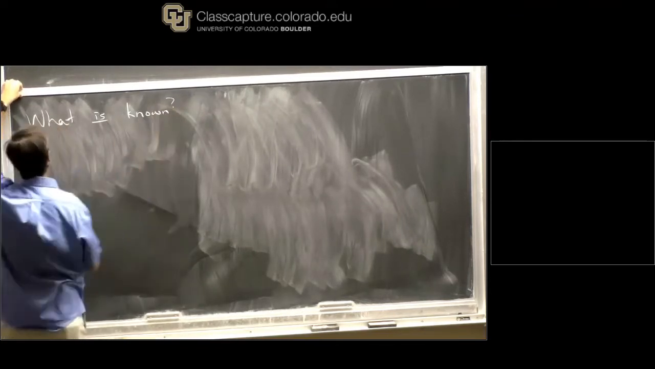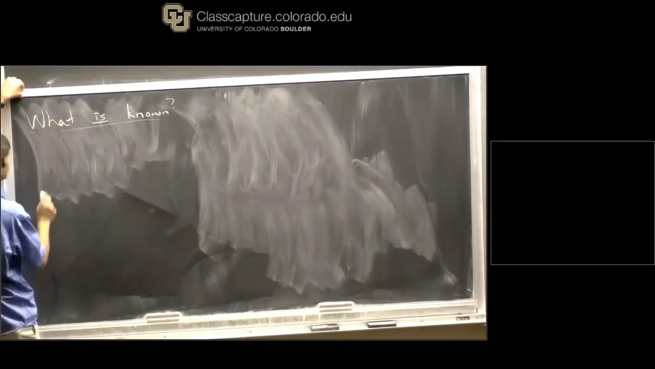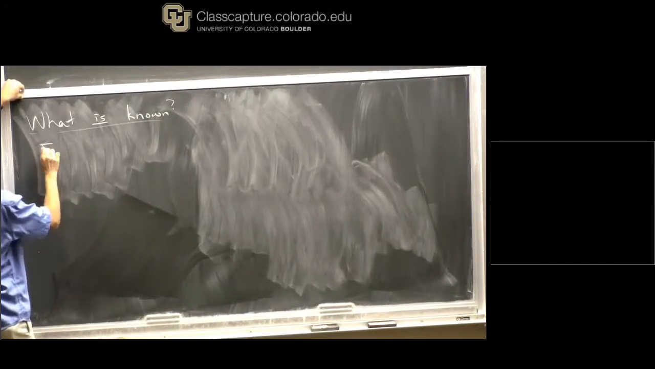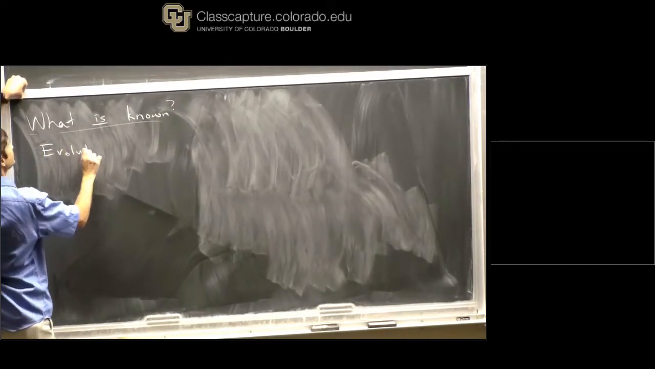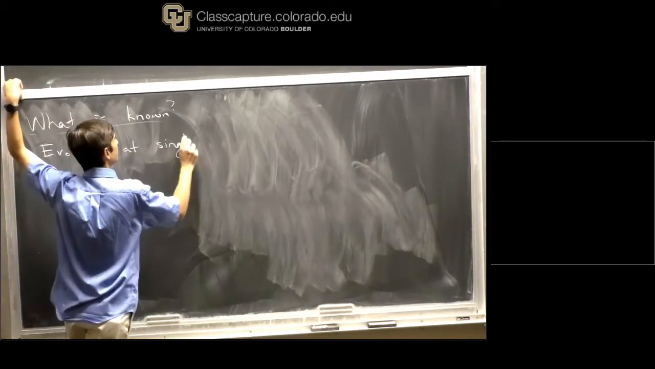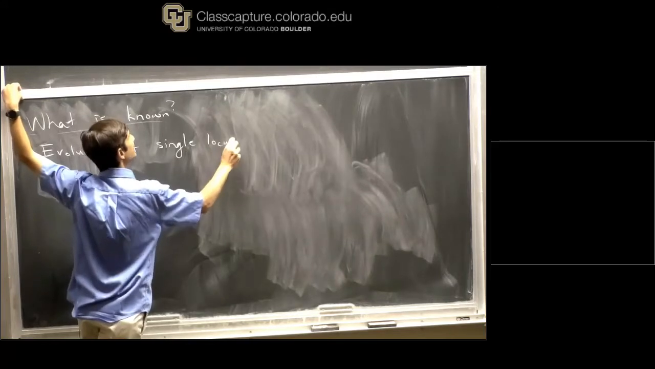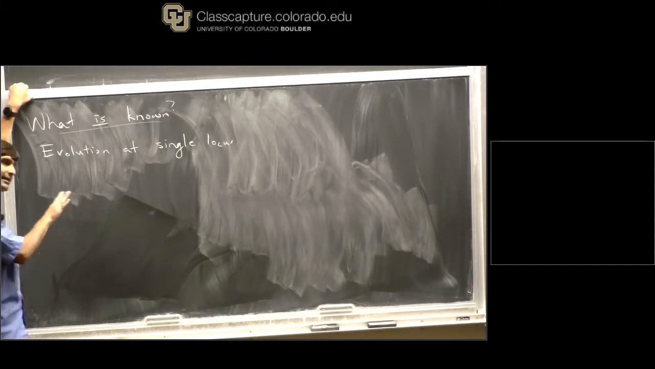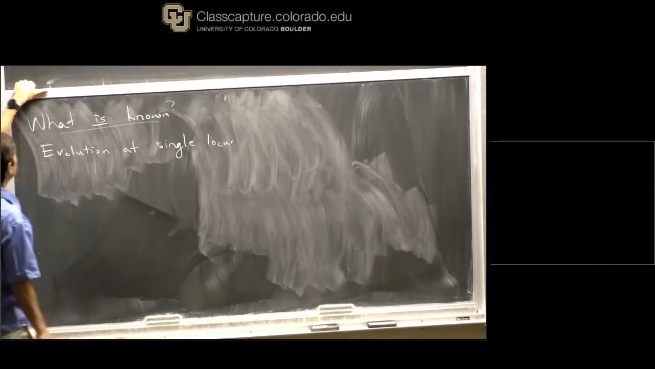And we've seen two classes of things. We've seen evolution at a single locus, right? All those things with the diffusion equations and so on. We looked at mutations, selection, and genetic drift at a single locus. And so to the extent that genomes are collections of independent loci, we can calculate everything, okay?